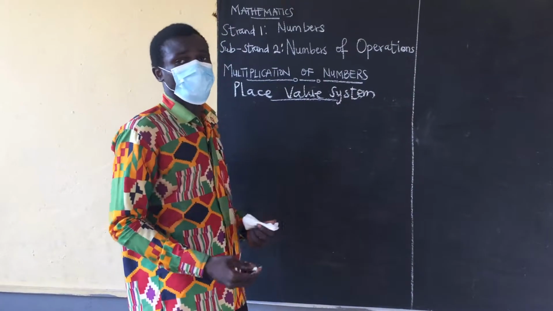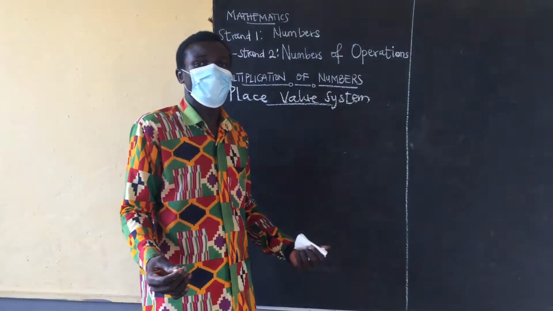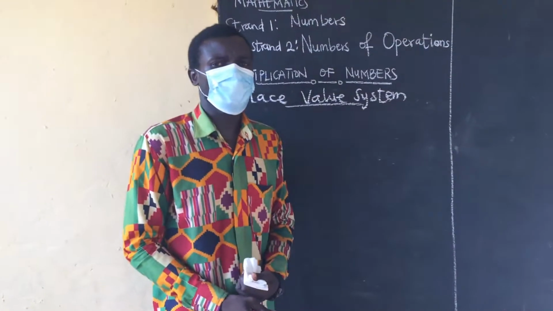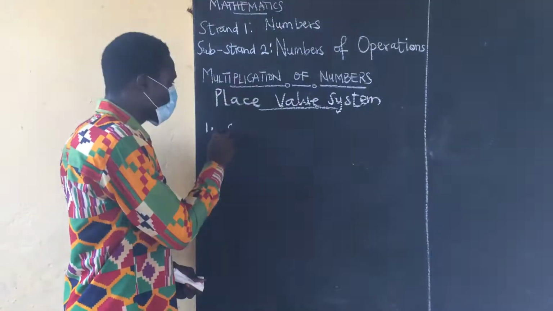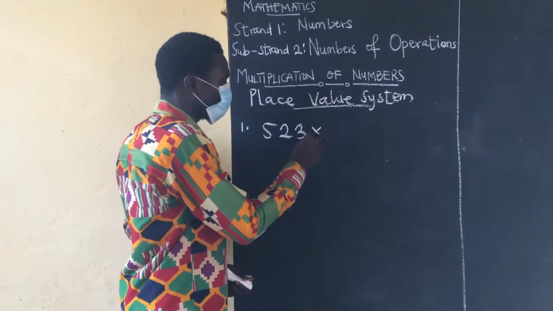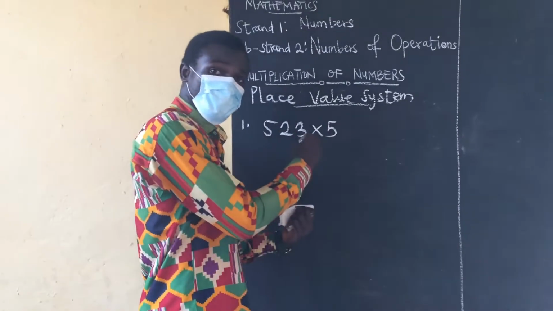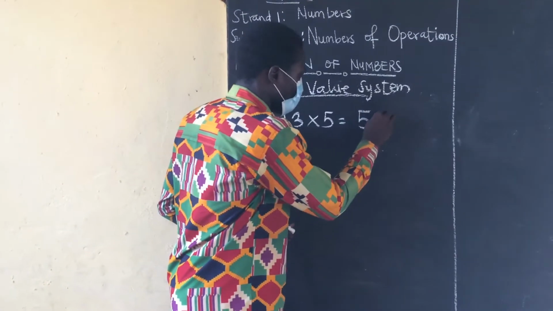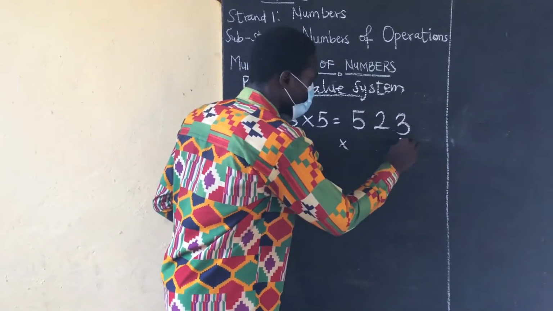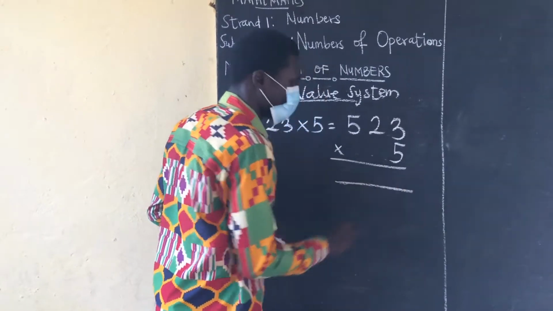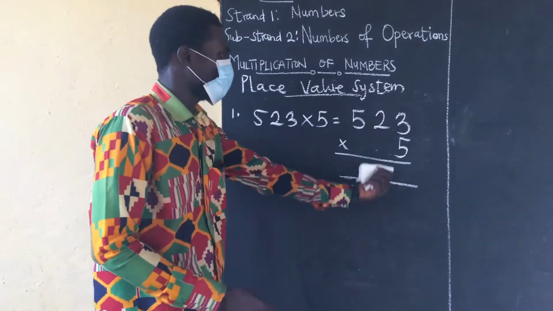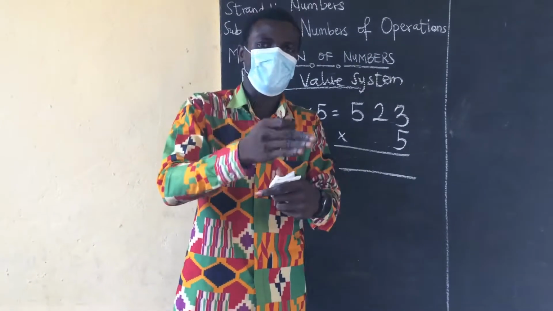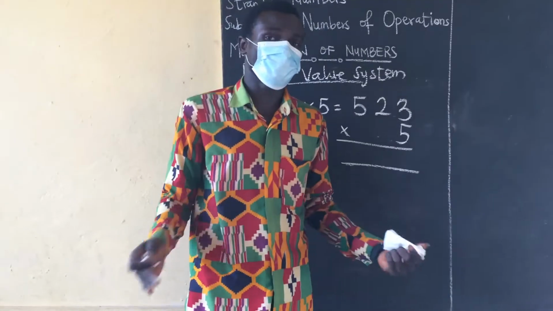With the place value system, this is the method that we normally and commonly use when we are to multiply numbers. Now, let's say we are to multiply 523 times 5 using the place value system. What we normally do is multiply numbers this way, and we call it the place value system. Why is it called the place value system? Because the numbers are being arranged under their place values.